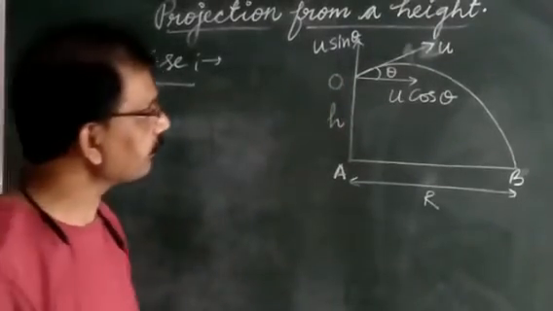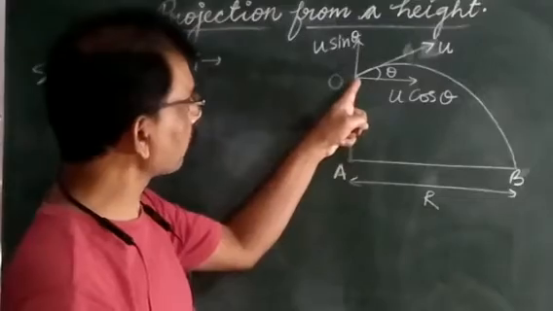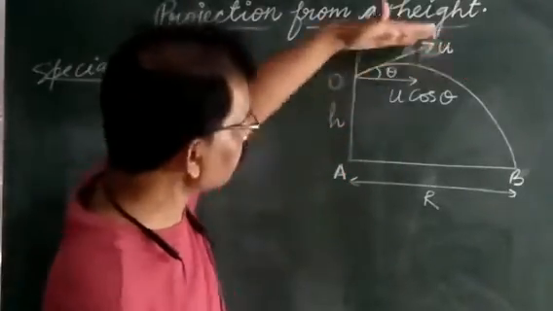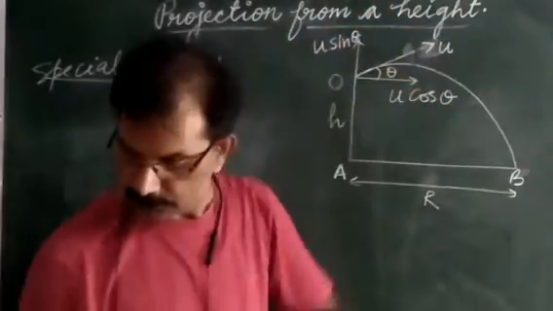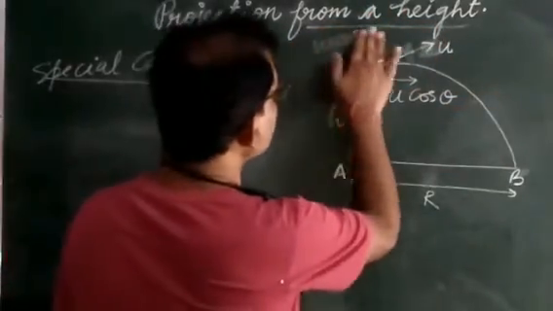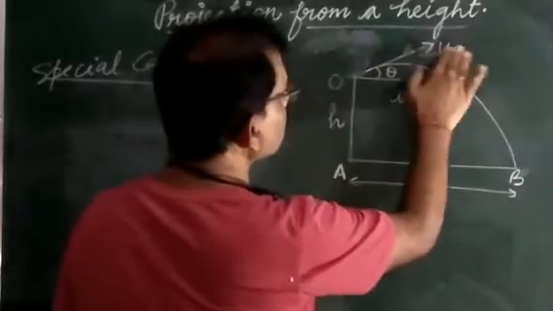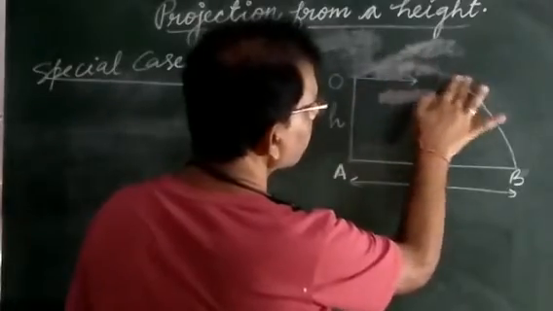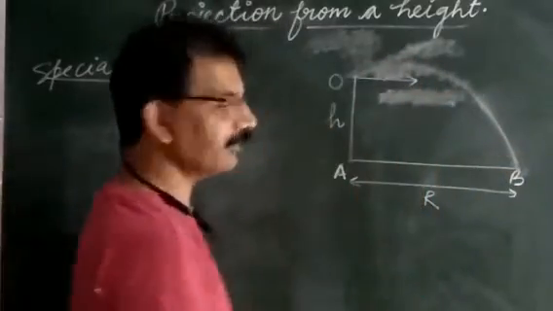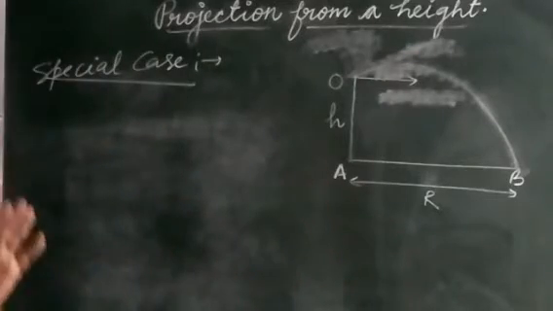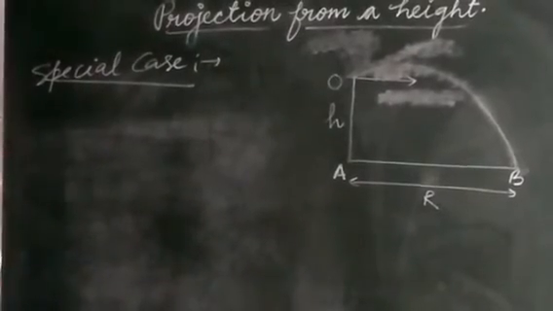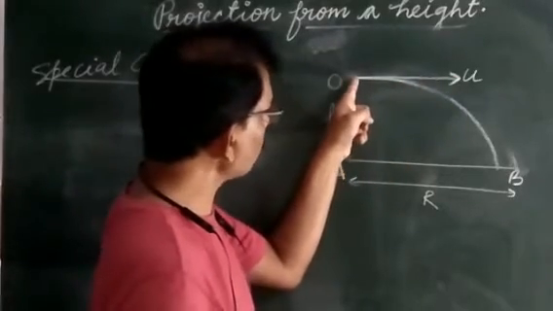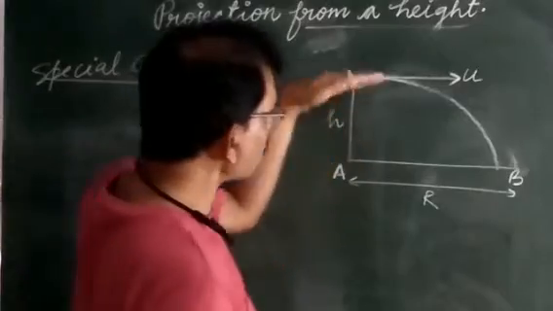And what is that special case? Suppose the body is projected from the point O, which is at height h, horizontally. It means this velocity u is along this one. So in this case, the body is projected with this velocity u horizontally. Here we will take the body projected from the point O, which is at height h, horizontally.